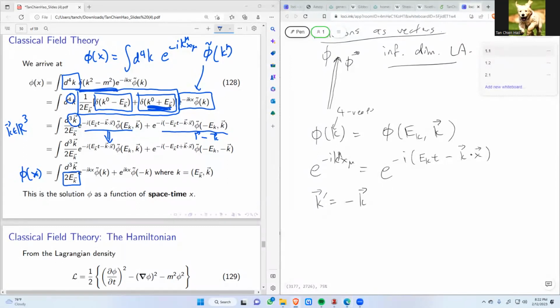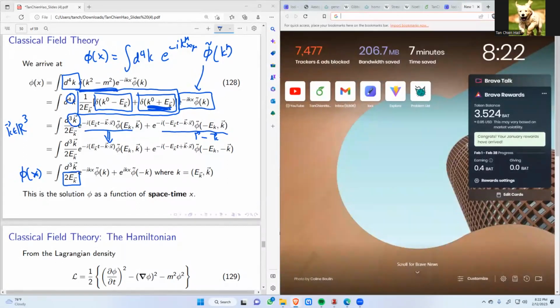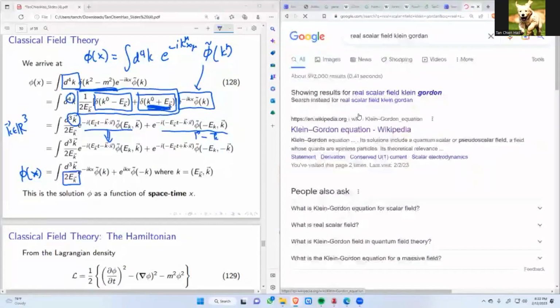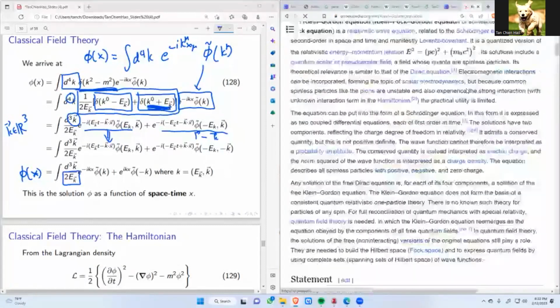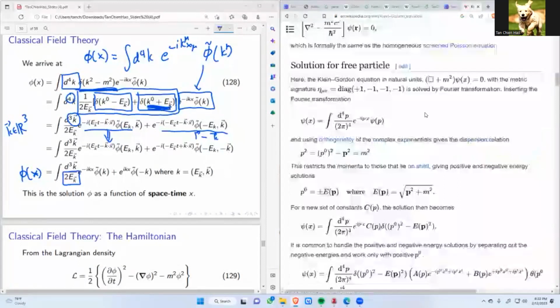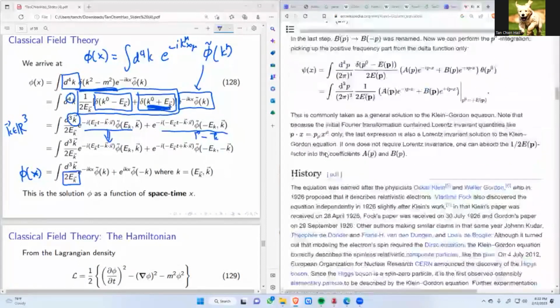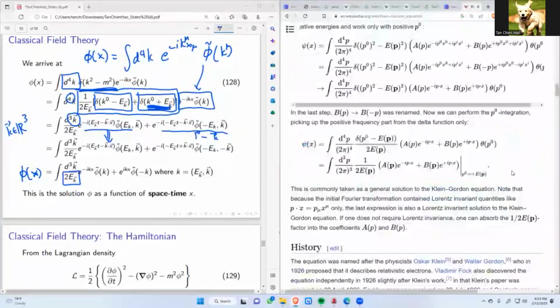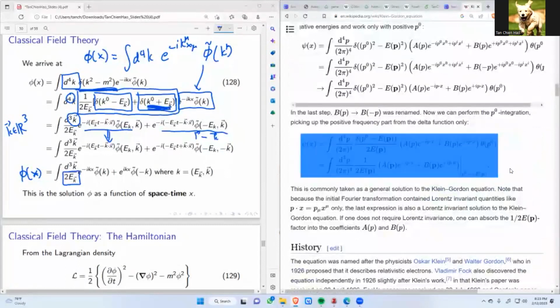This supposedly ties in nicely with all the expressions you see on this, I think it's called the Klein-Gordon field. So if I check up on this one, this is what we see. And it's also important to note that this expression matches up with the last expression over here.